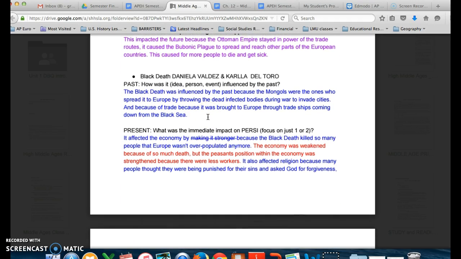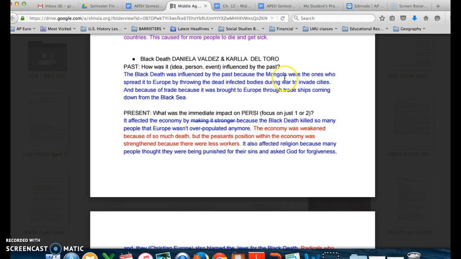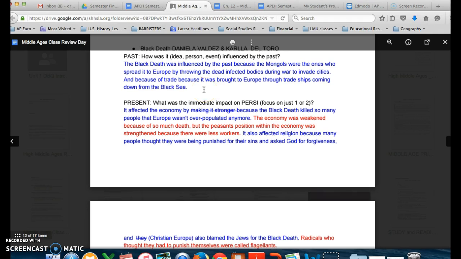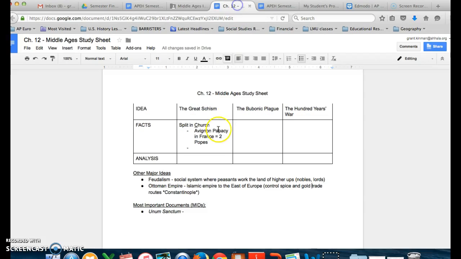Next one, Black Death. Ah, that's one of my major ideas. Okay. Black Death comes from the Mongols, spread through Europe, infected bodies, and because of trade, through trade ships from the Black Sea. Okay, so it came from the Black Sea. Bubonic Plague. Devastating disease. That's what it is. Spread through trade. Time period, 14th century. We know it lasts even through the 17th century, but it was devastating in the 14th century.